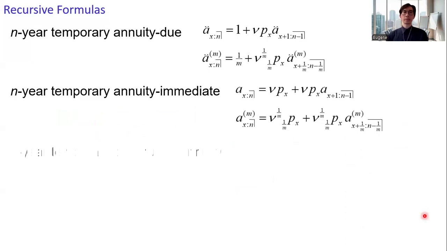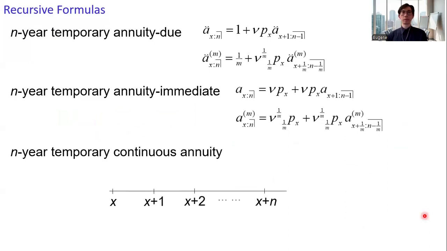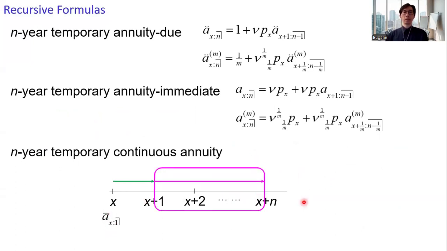For the continuous case, similar structure. The payments in the first year, ā_{x:1}, and then the remaining payments up to age x plus n. If the individual survives to age x plus 1, the actuarial present value of the future payments corresponds to ā_{x+1:n-1}. Discount back, we get the relationship.